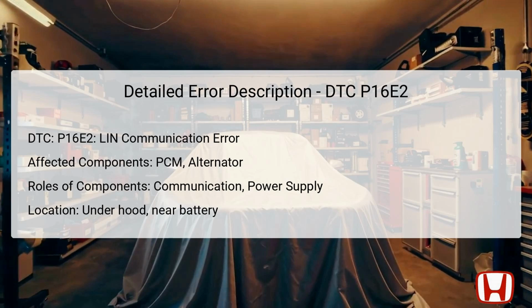This particular communication error can often be attributed to loose or corroded electrical connectors, especially at the alternator and PCM themselves. For the HRV, these components are typically located under the hood near the battery area. Any failure in communication may result in the engine running improperly or failing to start, necessitating immediate attention.